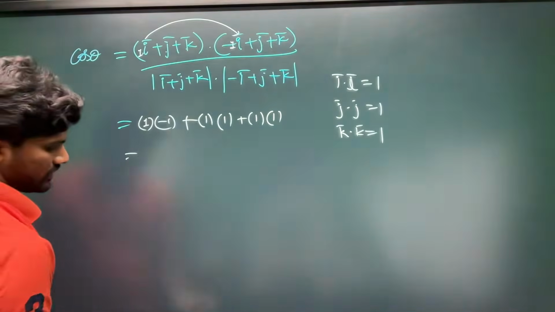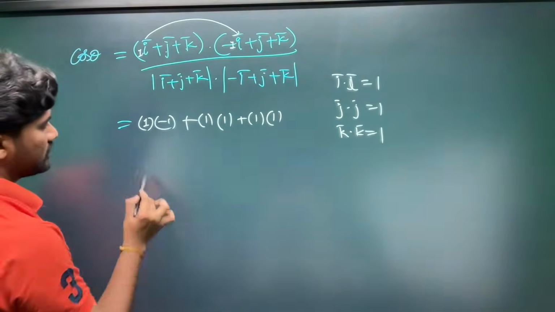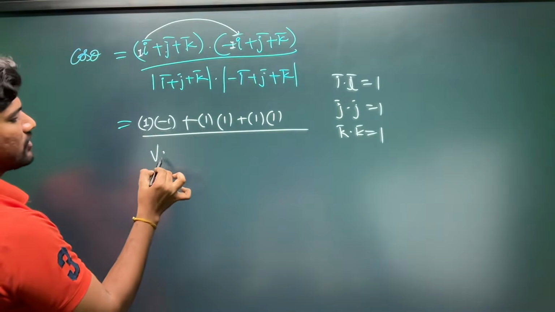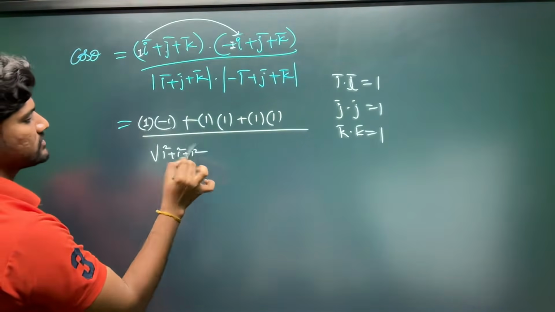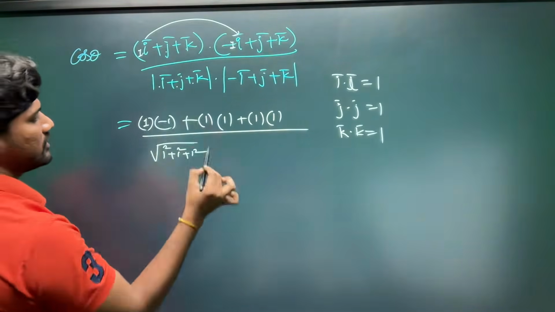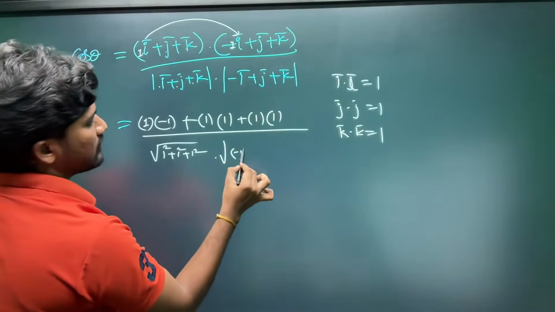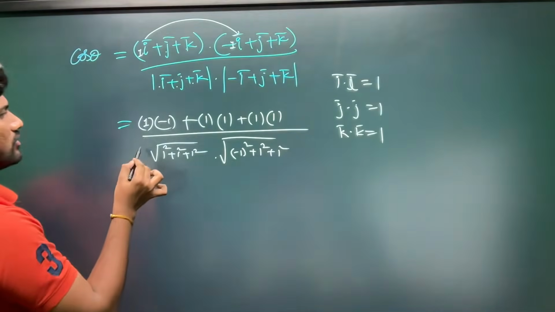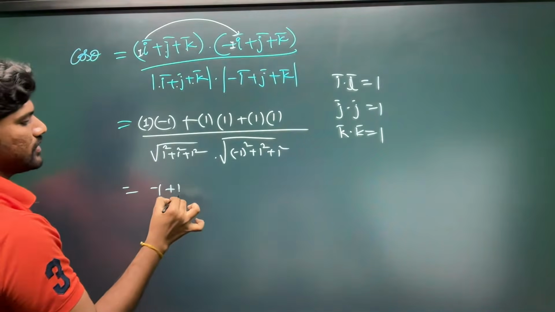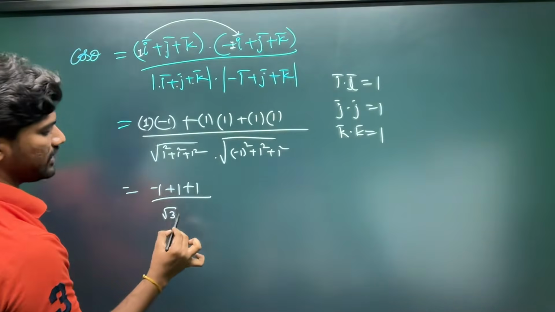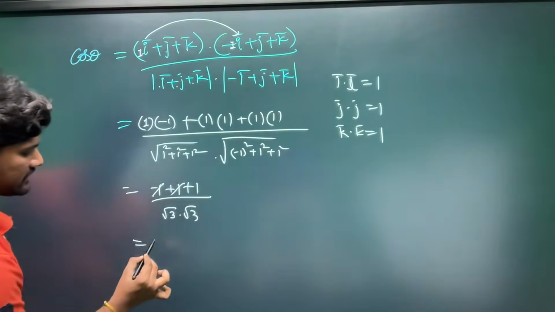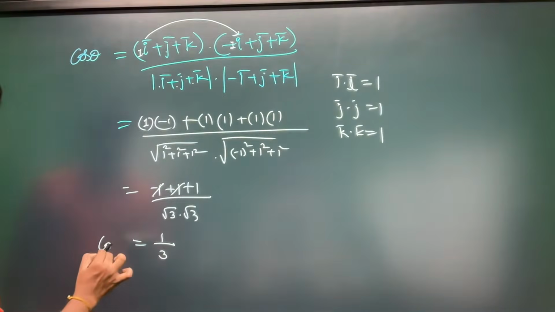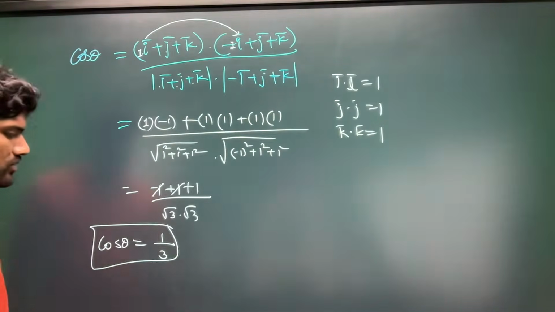So whole divided by mod I bar plus J bar plus K bar, which is 1 square plus 1 square plus 1 square, because the components are 1, 1, 1. Next, here -1 whole square plus 1 square plus 1 square. You have to take only the squares of the component values. 1 into -1 plus 1 plus 1, divided by root 3 into root 3. The plus 1 and -1 cancel, leaving 1 by root 3 into root 3, whole square, that is 3. So this is cos theta. We got cos theta is equal to 1 by 3.